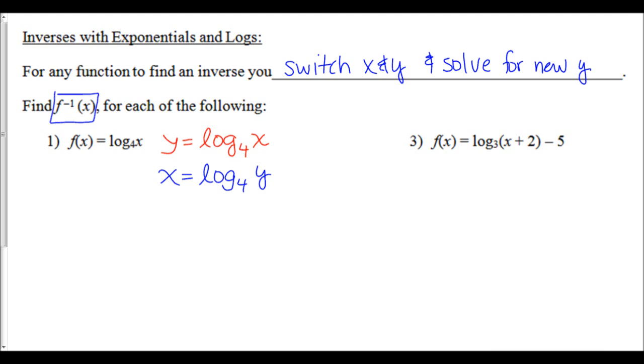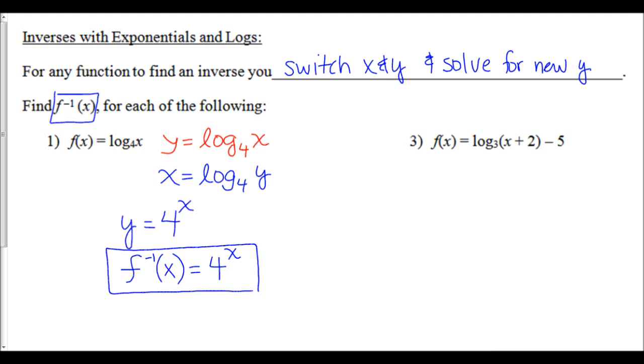To get the y by itself, we're going to convert from logarithmic to exponential form. The base of the logarithm is 4, so the base of the exponential is 4. The y used to be with the 4, so the y is now on the other side. The x used to be by itself, so the x is now in the exponent. So here's my function. I can write it with inverse function notation. F inverse of x is 4 to the x.